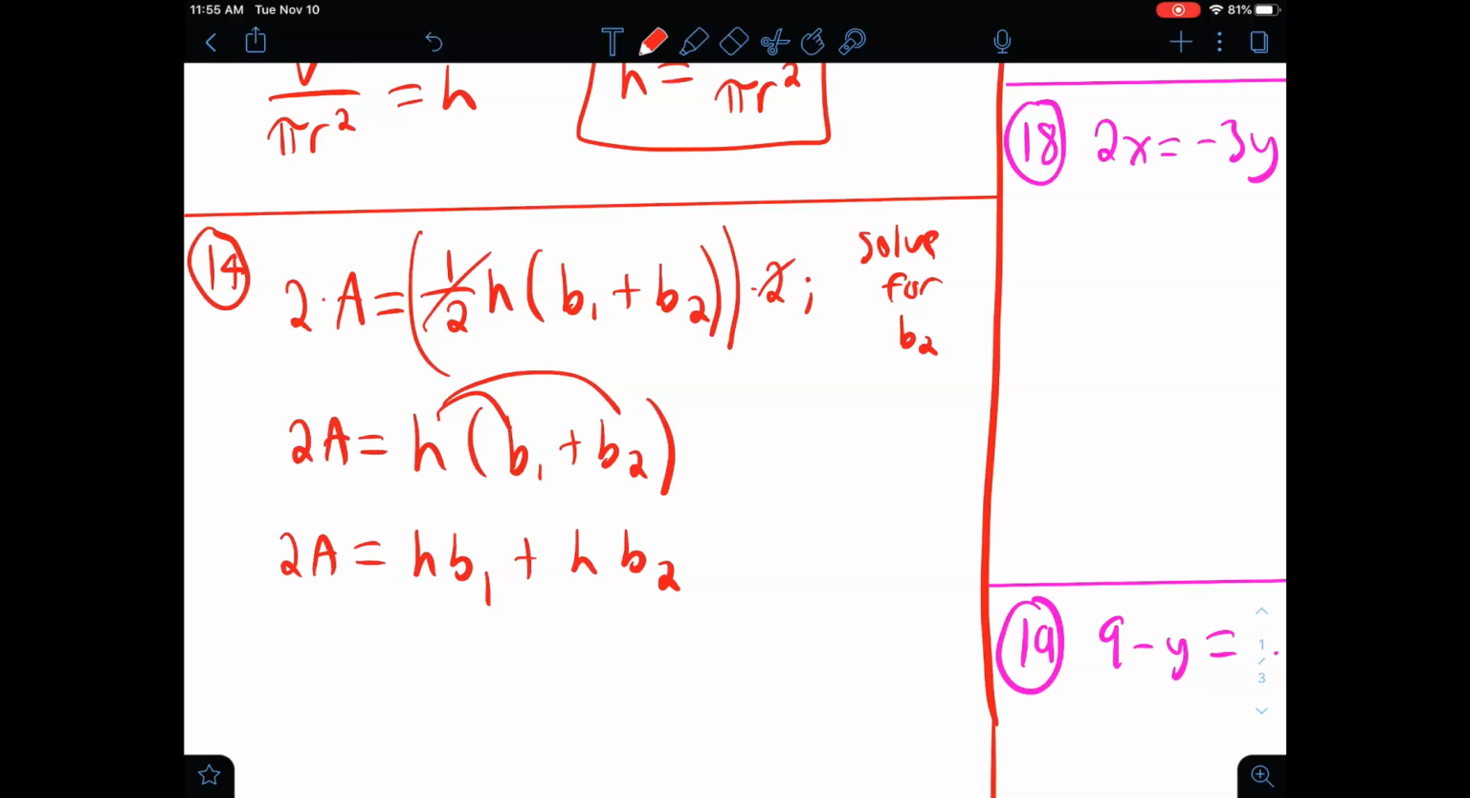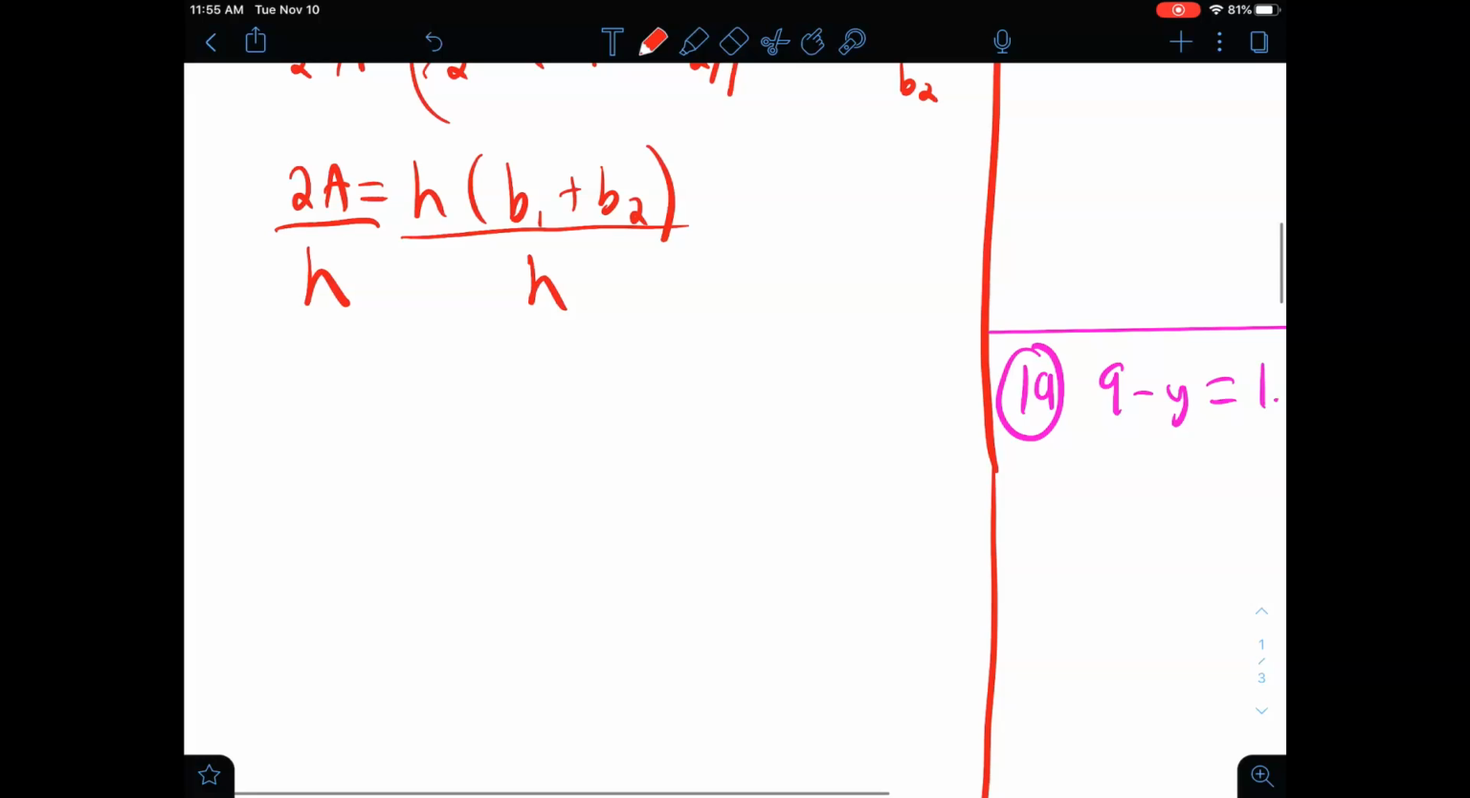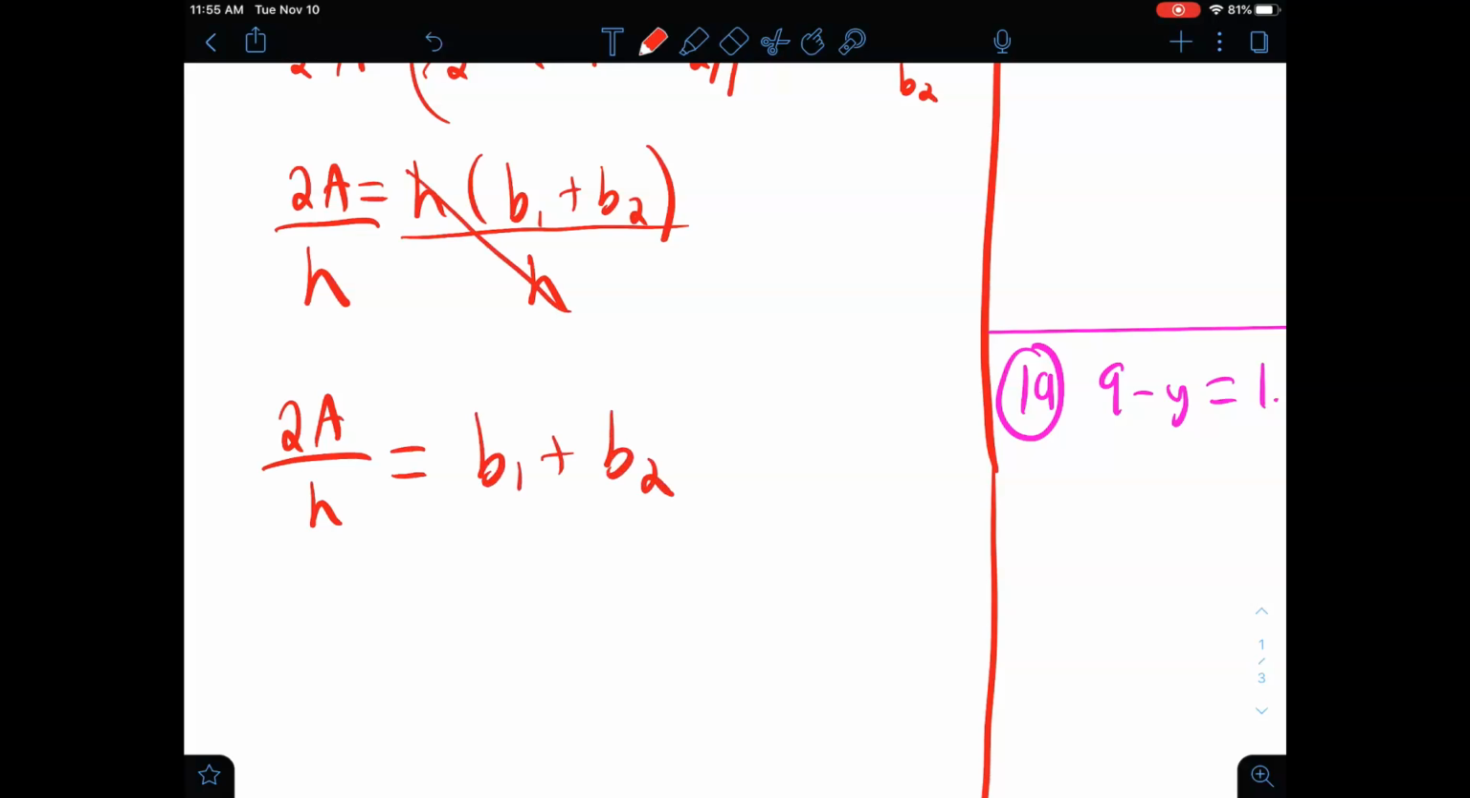Well, we're trying to get base 2 by itself, and it already is kind of by itself in the parentheses here. So we are not going to distribute. It's going to make our life even harder than it needs to be. What we're actually going to do, instead of multiplying by H, we're going to divide both sides by H to get rid of that H in the front there. So now we have 2A over H equals, these H's are going to cancel, we're going to get base 1 plus base 2.